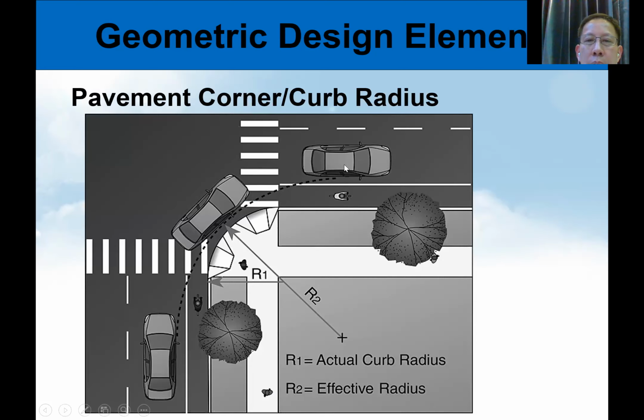The curb radius here is important too. Without R1 here, if it's very angled, your car needs to take a wide turn to avoid hitting the curb. So having a curve like this gives you a better turning path, so the car can move with safer movement.